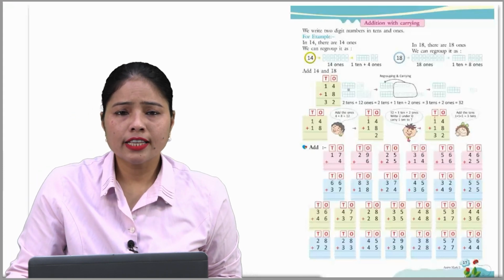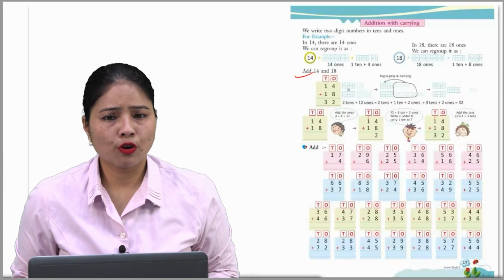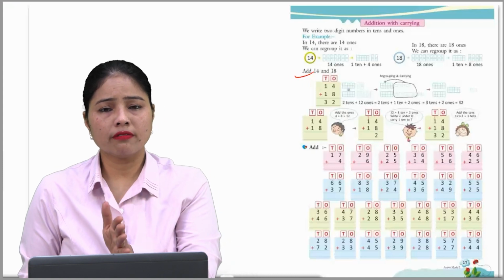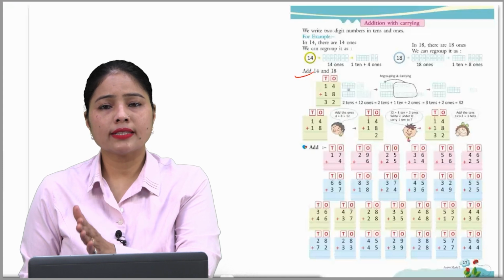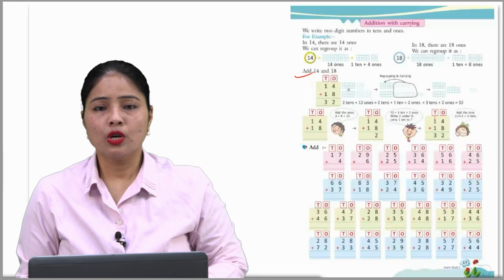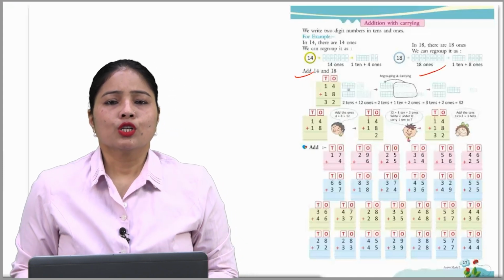Okay. Add 14 and 18. अब हम 14 को 18 से add करना सीखते हैं. So 14 plus 18 is equal to 32, meaning 2 tens plus 12 ones is equal to 2 tens plus 1 ten plus 2 ones is equal to 3 tens plus 2 ones is equal to 32. And this is the regroup and carrying.